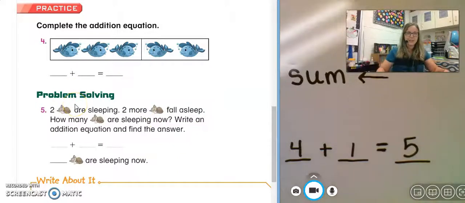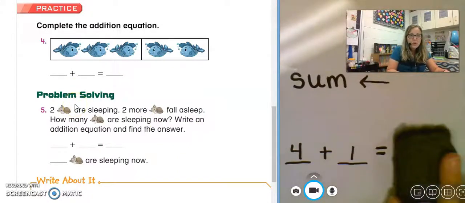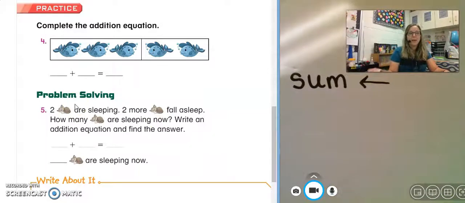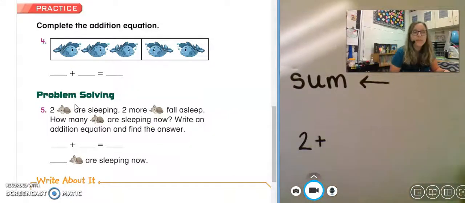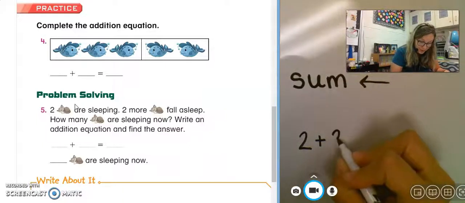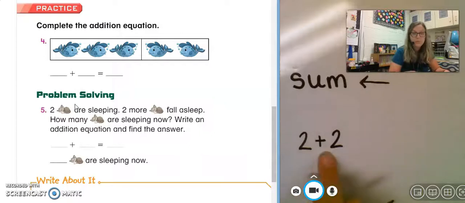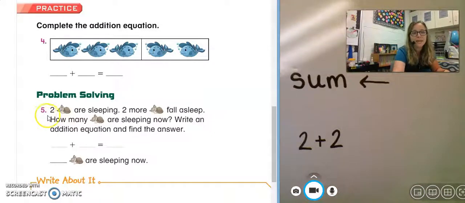Now let's look at this problem solving page. It says here, 2 kittens are sleeping. So I'm going to write down 2 kittens. You can circle the 2. And then it says 2 more fall asleep. So I'm going to put in 2 more. So 2 plus 2 more. And the question that you can underline is, how many kittens are sleeping now?